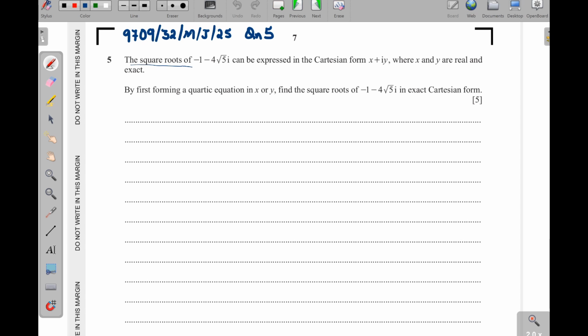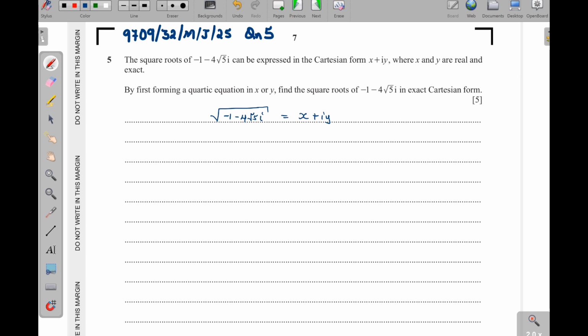Question 5 is also coming from complex numbers. They're saying the square roots of this one here can be expressed in the Cartesian form x plus iy, where x and y are real and exact. By first forming a quadratic equation in x or y, find the square roots of this complex number in the exact form. Now, if this one is a complex number, that means the square root of this complex number will also be equal to a complex number.